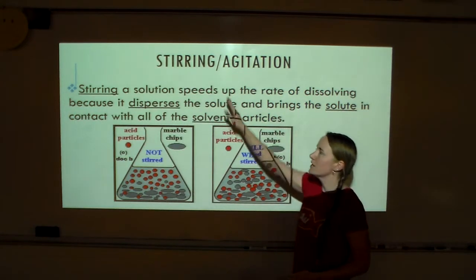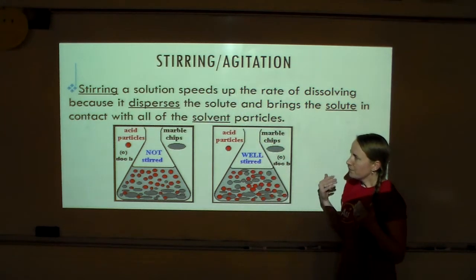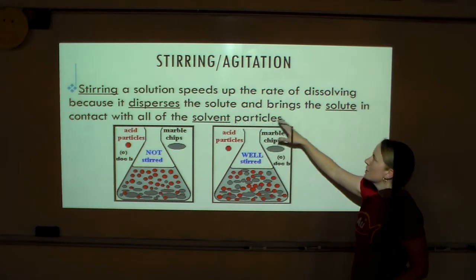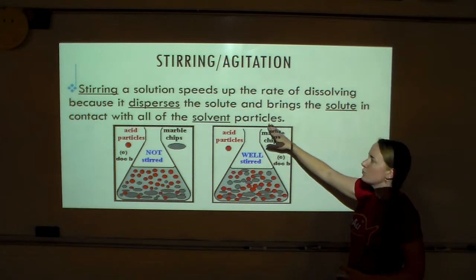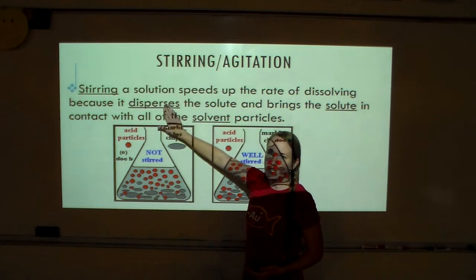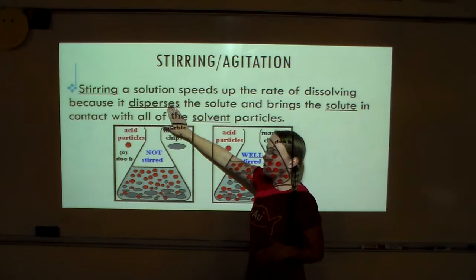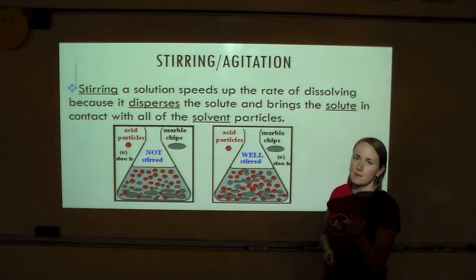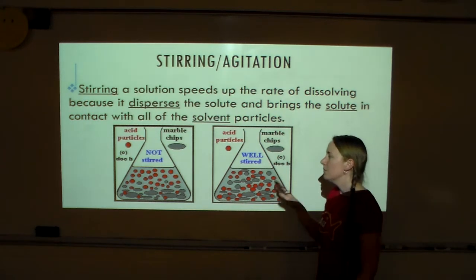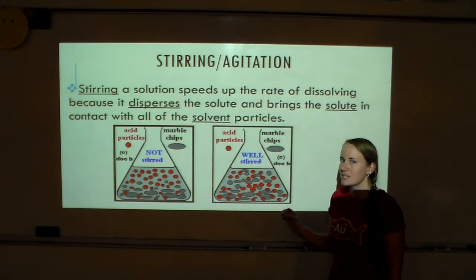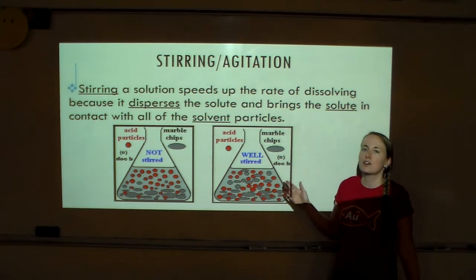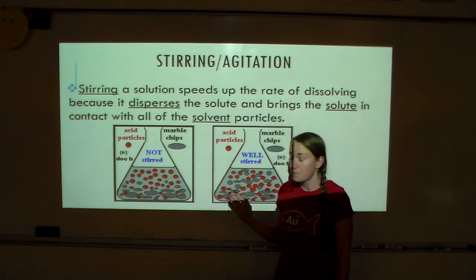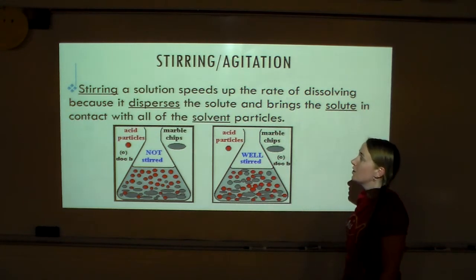The first one is stirring or agitation. Stirring a solution speeds up the rate of dissolving because it disperses the solute and brings the solute in contact with the solvent particles. This is the most important thing, because on the test, when I ask you why stirring helps a solute dissolve faster, you don't say because you speed up the particles. Particles are already moving so fast that I don't care if you are the world record holder of fastest stirrer, you are not stirring anywhere near as fast as those particles are already moving. So you are not speeding them up by any means.